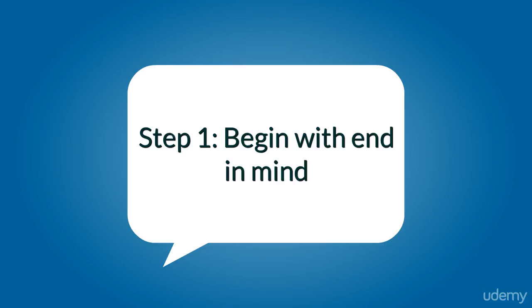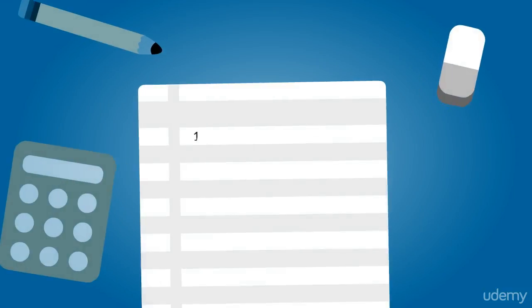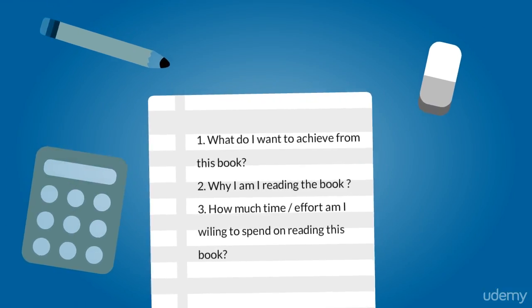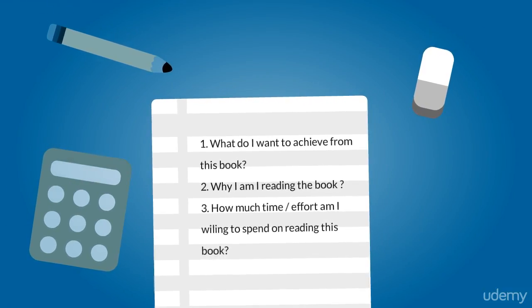If you are not clear about the purpose, ask yourself these questions. What do I want to achieve from this book? Why am I reading it? How much time and effort am I willing to spend on reading this book? The time it takes to set this purpose? Between 1 second to 30 seconds, not more.